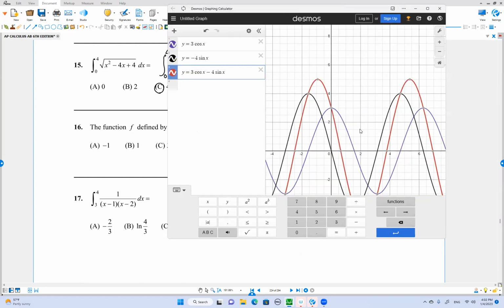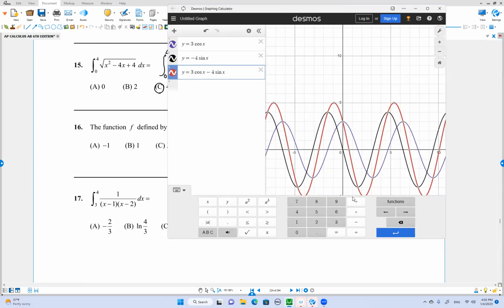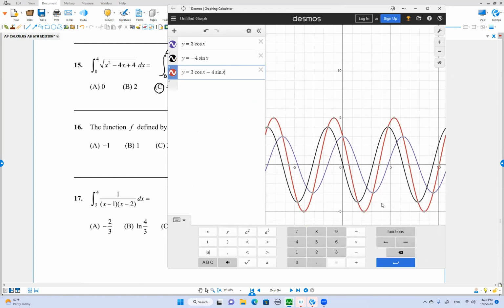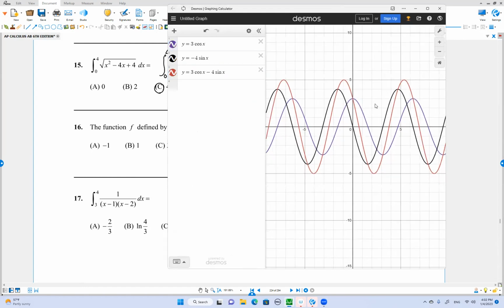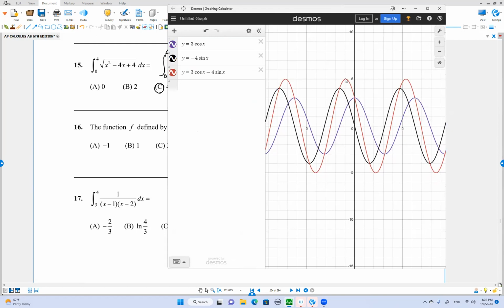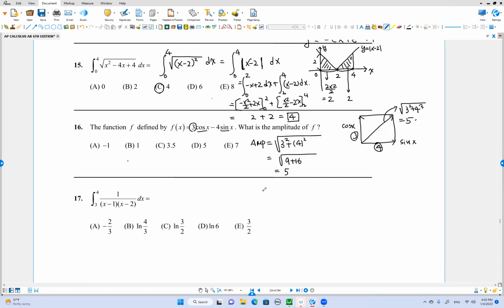Is it over here? Yeah. This is the new graph when you add these. This point is what? The highest point. That is the amplitude, right? 5. The bottom is negative 5. That is the amplitude. Are you okay with this? So this 5 is what? This one is 3, this is a 4. When you use the Pythagorean theorem, 3 squared plus 4 squared gives us this 5. That's right.